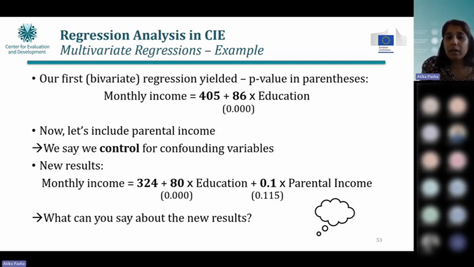What we see with respect to parental income is that the p-value is now 11.5%, which is higher than the 10% significance level, and we cannot reject the null hypothesis at even the 90% confidence level.